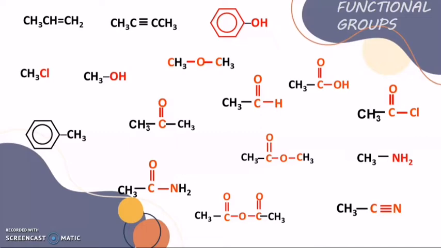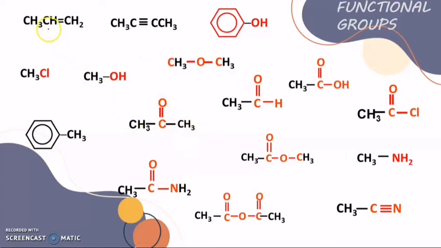Let's start with all of these structures. If you can see on the screen, there are 16 structures with different functional groups. Can you guess what types of functional groups are in all the structures? Let's start with the first structure.